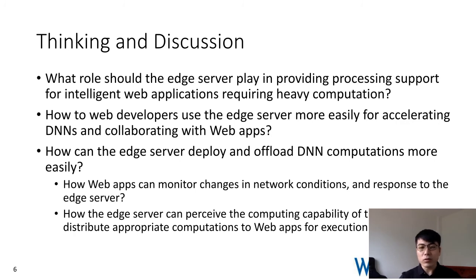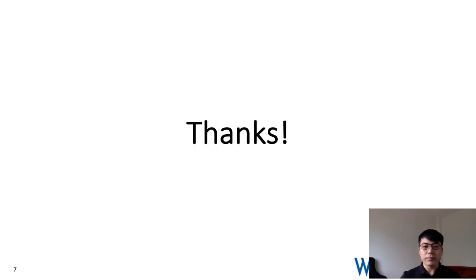The second is how developers can use the edge server more easily for accelerated DNNs and collaborating with web apps. And the third is how the edge server can deploy and offload DNN computations more easily, including how web apps can monitor changes in network conditions and respond to the edge server, and how the edge server can perceive the computing capability of the device and distribute appropriate computation to web apps for execution in real time.